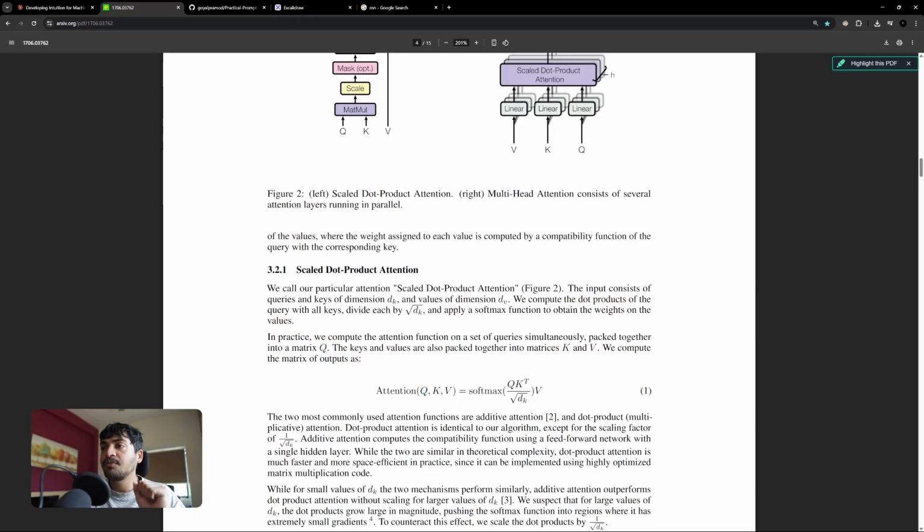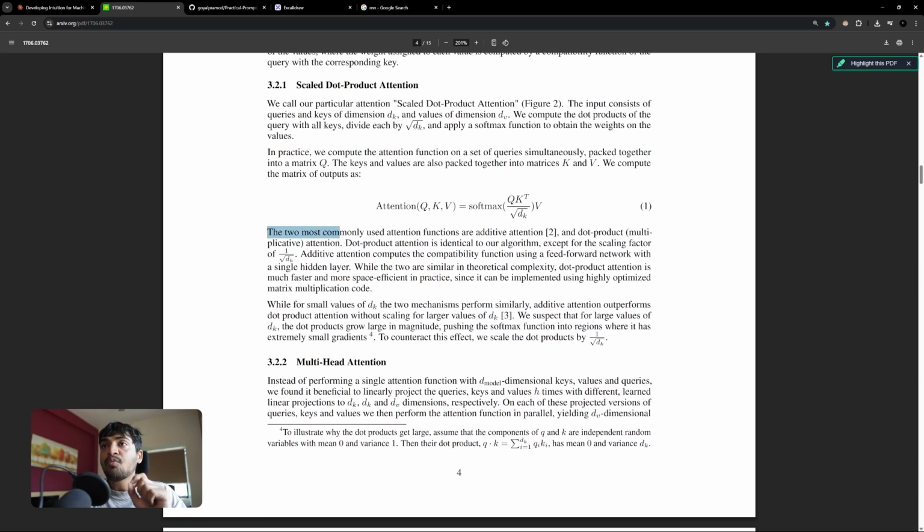So Q, K, V. The two most commonly used attention functions are additive attention, as I talked about initially, and dot product attention. Dot product attention is identical to our algorithm. That means it is very similar to the way they have done it, except for the scaling factor.